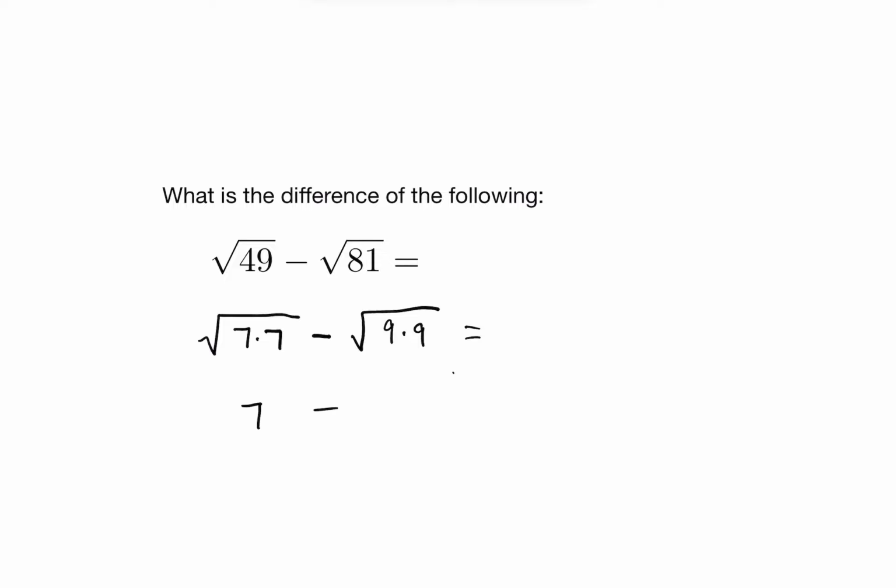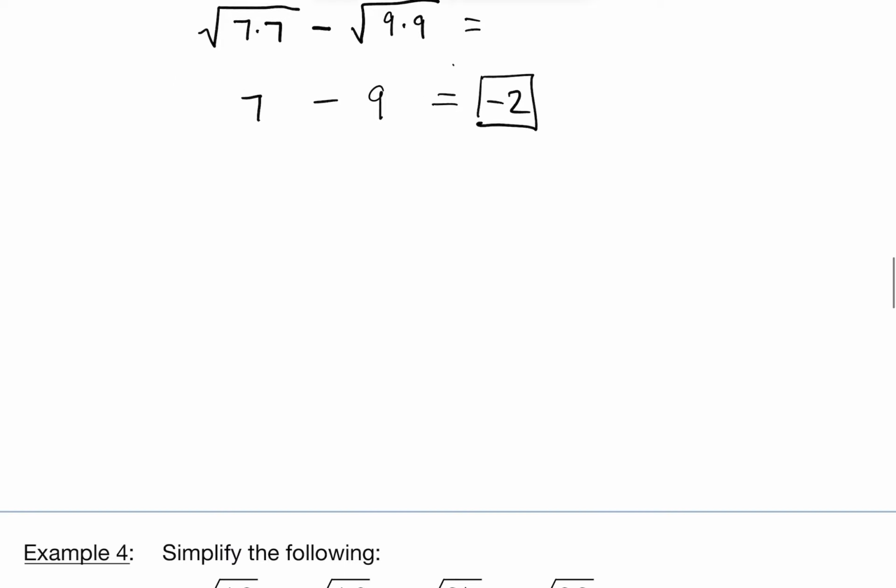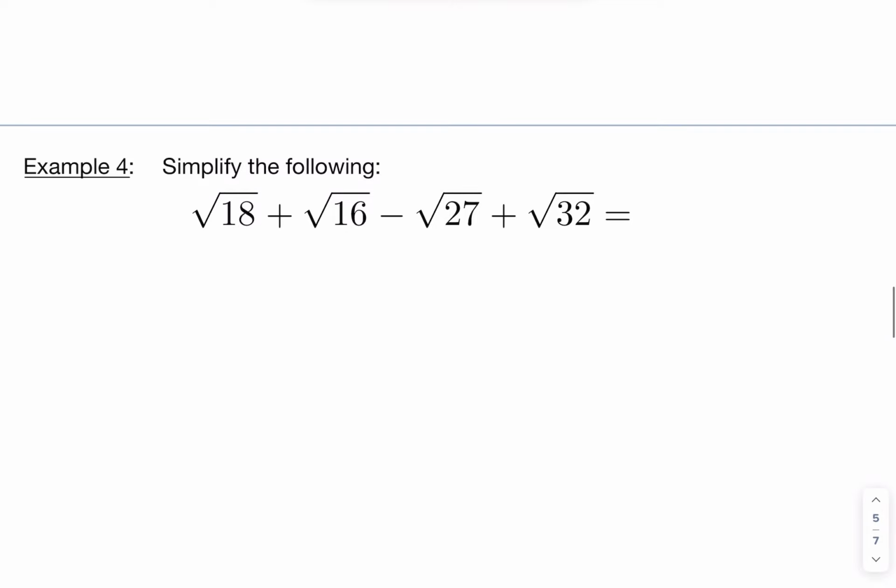Same with the next one. We have two 9's underneath the radical sign. Those can come out, and we're left with 9, and therefore 7 minus 9 is minus 2. All right, so let's increase our level of difficulty and take a look at the following.